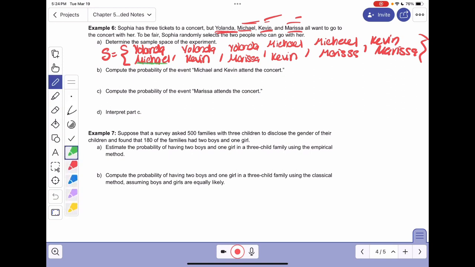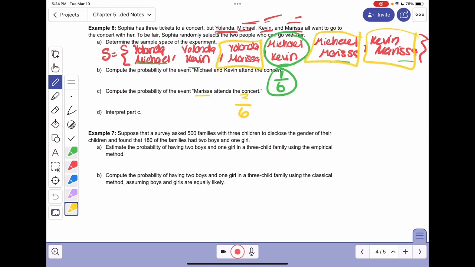Now, compute the probability that Michael and Kevin attend the concert. So there's 1, 2, 3, 4, 5, 6 options, and only one of them is Michael and Kevin, so that would be 1/6. Calculate the probability that Marissa attends the concert. So we still have 6 options, but now there's 1, 2, 3 of them that say Marissa, so 3/6 or 1/2 is her probability of going to the concert. If we were to interpret that, Marissa has a 50% chance of going. So we're just turning that percent into real world terms.